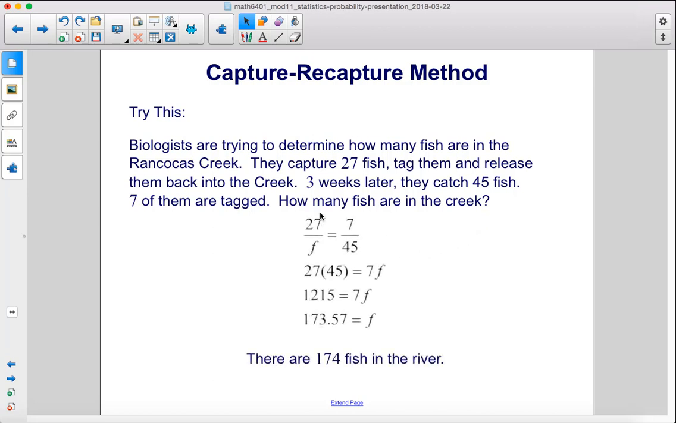All right, so we had 27 originally in our first capture, and that's over the total number of fish in the creek. And then in the second catch, we had 45, and 7 of them were tagged. So when you solve for F, you get 173.57. So there are 174 fish in the river.